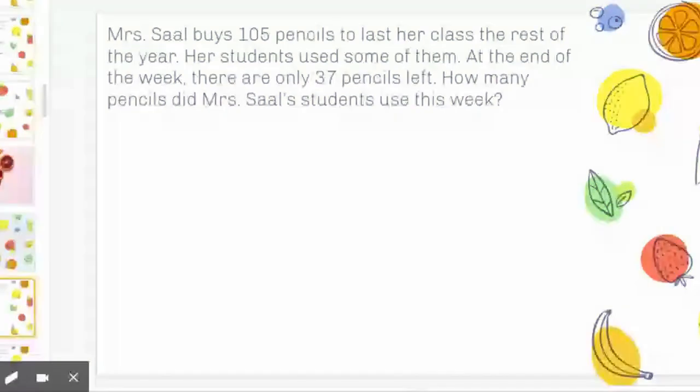Her students use some of them. At the end of the week, there are only 37 pencils left. How many pencils did Mrs. Saul's students use this week? Now, thinking about this problem, we have 105 to start with, and we only have 37 left.